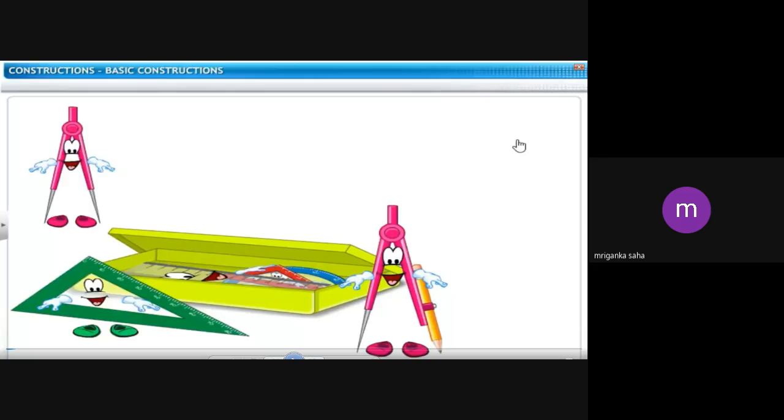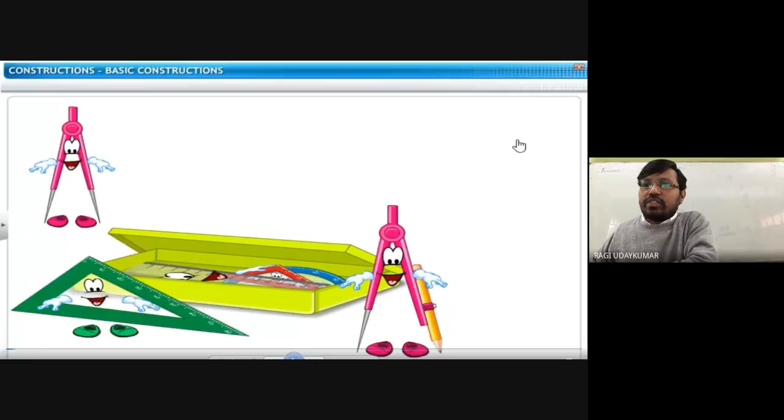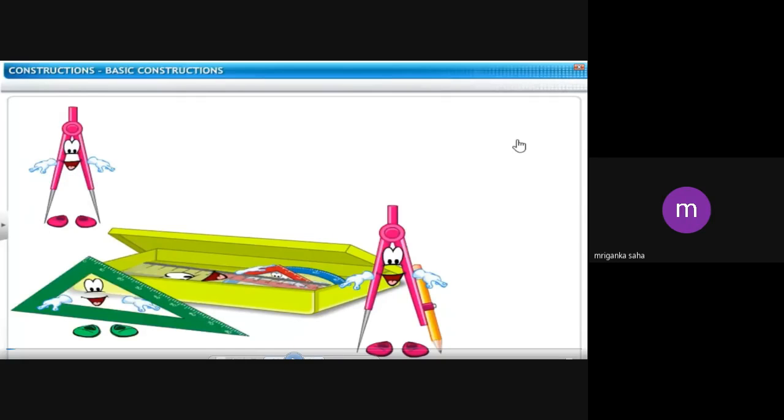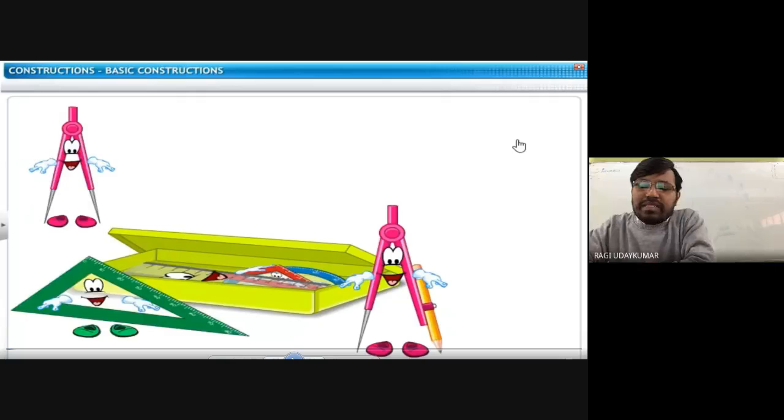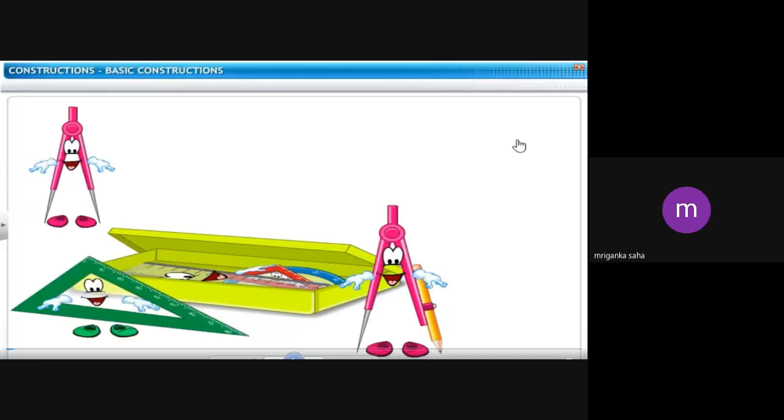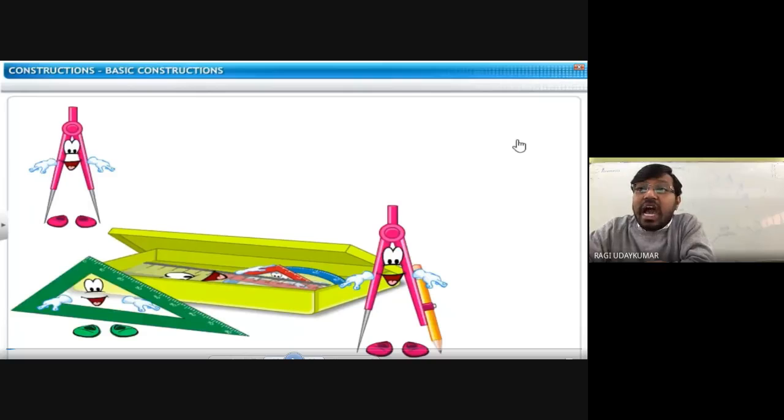Sir, and for scribbling circles means... What is this called? Is it visible to you? It is on the right side. Yes sir, compass. What is the use of the compass? To draw circles, to do various constructions and to draw various arcs. Drawing an arc is also part of the circle. A part of the circle is called an arc. So we use it to draw arcs also.